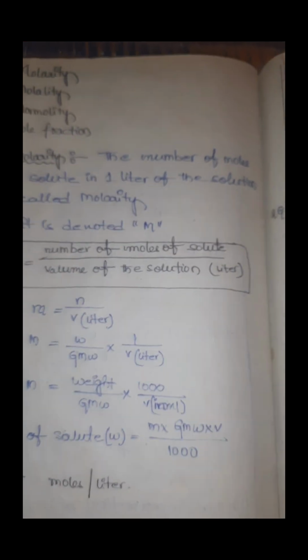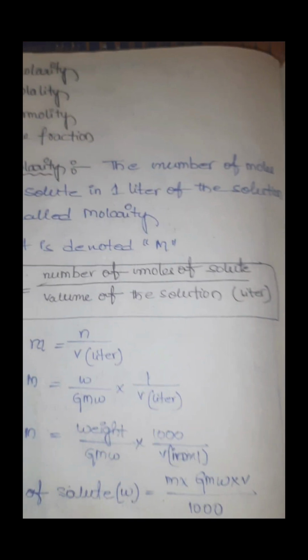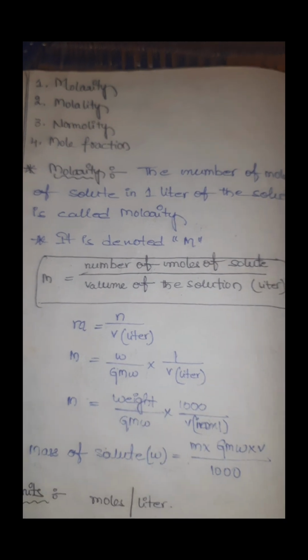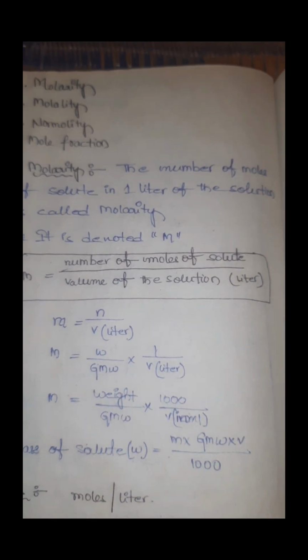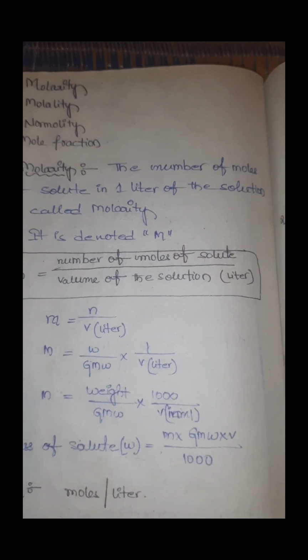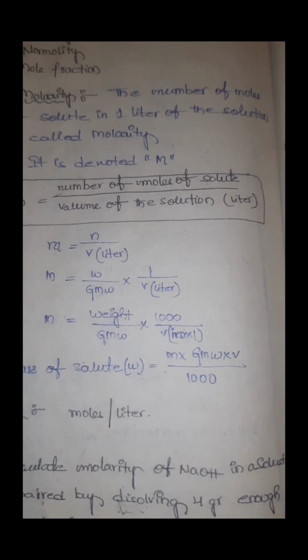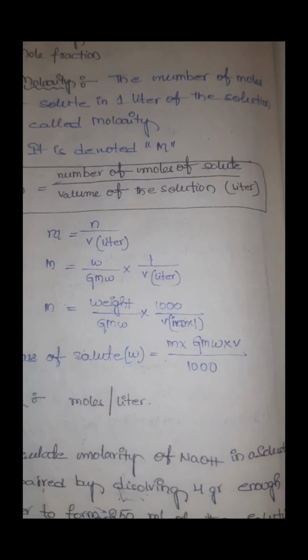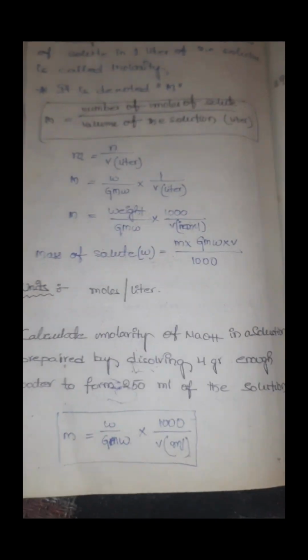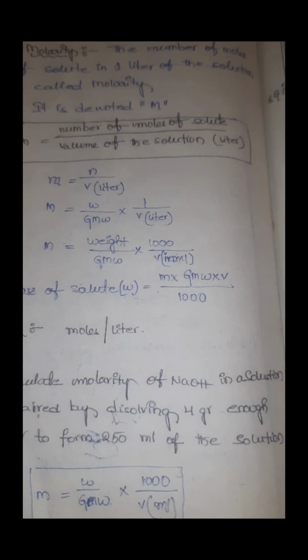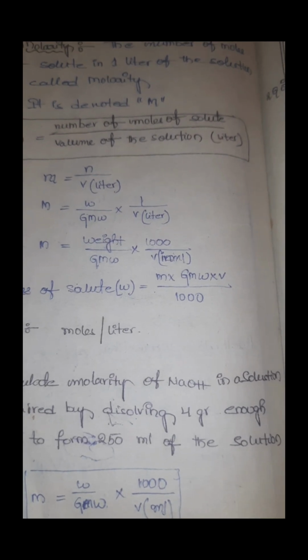Molarity: how to find the molarity? The number of moles of solute in 1 liter of the solution is called molarity. It is denoted by M. M equals n by V, with V in liters. How to find n, the number of moles of solute? Moles equal weight divided by molecular weight. You have to find weight by molecular weight, like this.